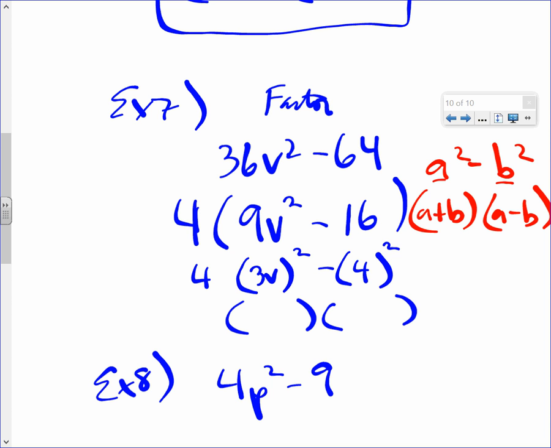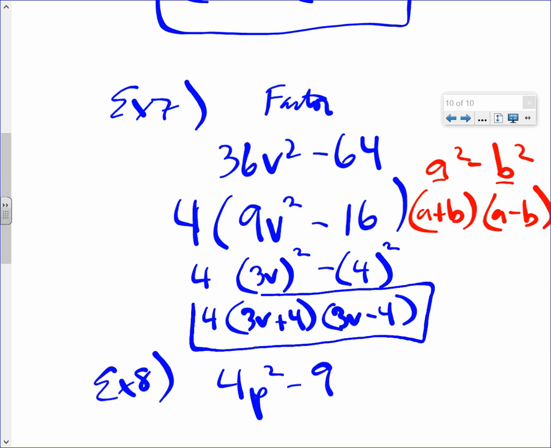a squared minus b squared becomes a plus b times a minus b. My a is 3b. My b is 4. So 3b plus 4, 3b minus 4. Don't forget the 4 monomial in the end. That comes to our final factorization. And here's our factors now.